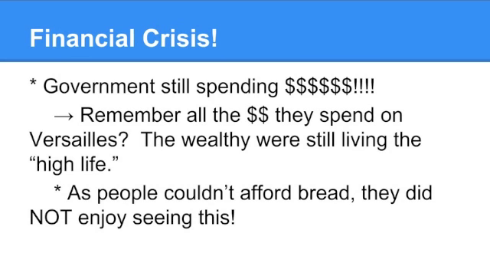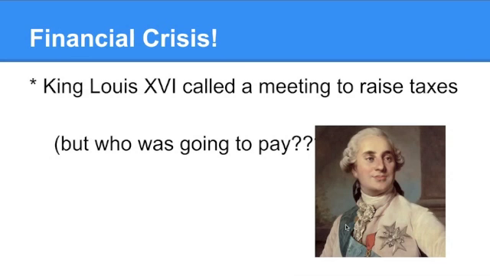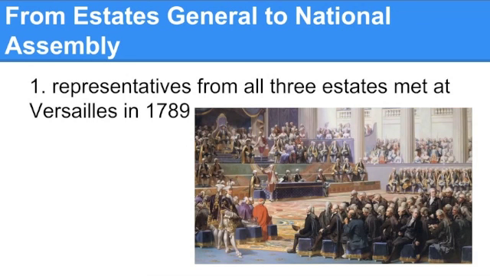So what happened was, as you know, do we just stop spending all the money at Versailles? Not exactly. So France... excuse me. King Louis calls a meeting, okay? This is called a meeting of the Estates General. And he's going to say, we have to raise taxes because we're in debt and we're going bankrupt. But who is going to pay? Right now, the third estate pays all of the taxes. Should the other two start?